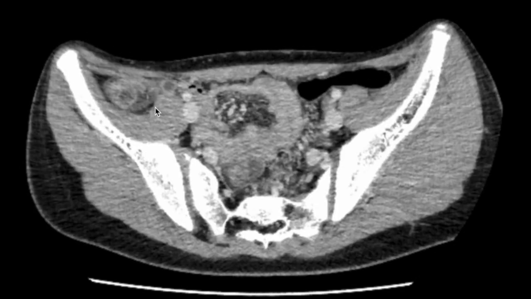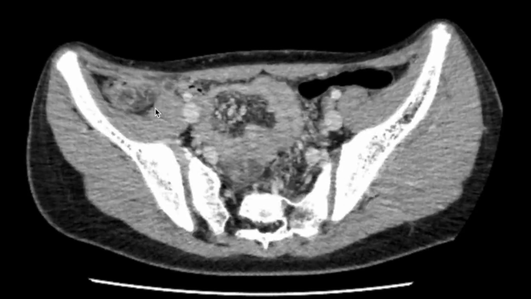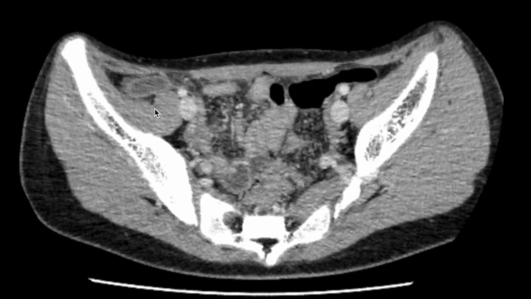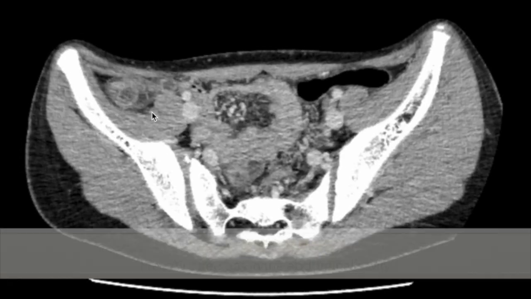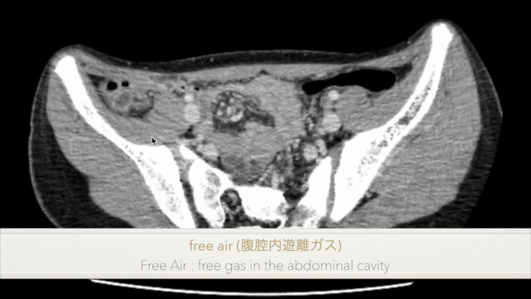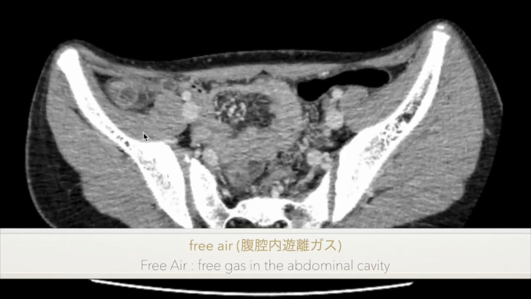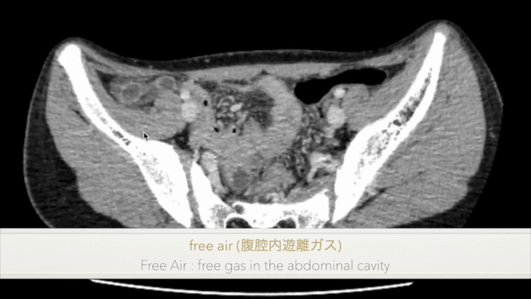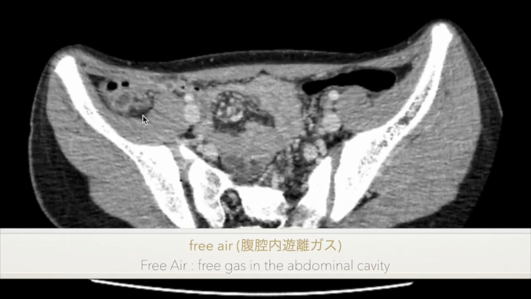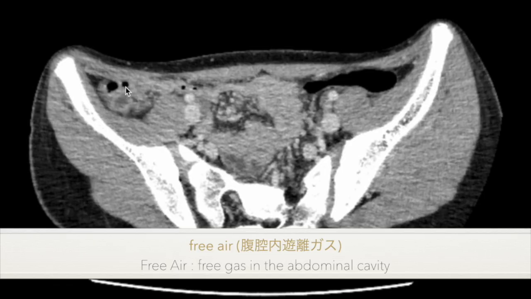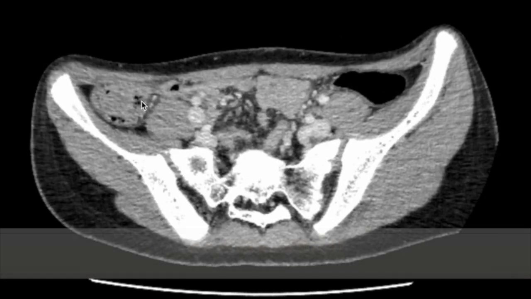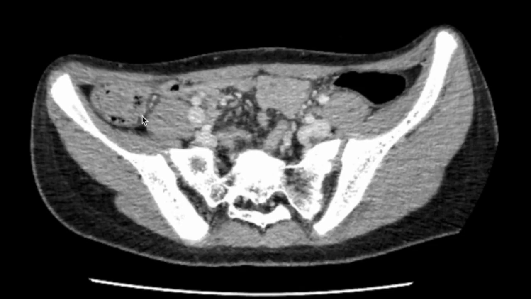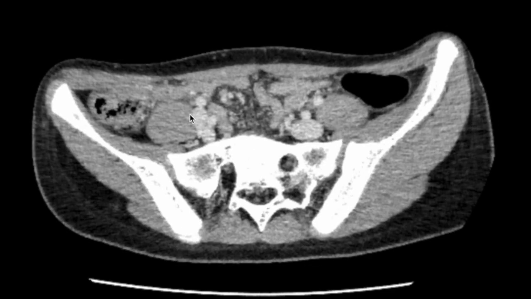If an area fails to enhance, that suggests the blood supply is cut off and necrosis is likely, but we don't see that here. Next, is there any free air? Free air refers to gas that escapes into the peritoneal cavity when bowel ruptures. Air appears black, so if there were free air, we'd see abnormal black pockets outside the intestine, but a quick survey shows none.